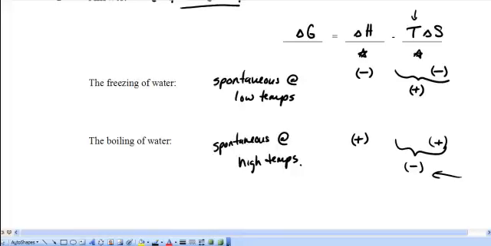Will water freeze? Well, it depends. If the temperature is low enough, water will freeze. Will water boil? Well, it depends. If the temperature is high enough, it will boil. And so we were showing you in terms of delta H and delta S why this is the case.